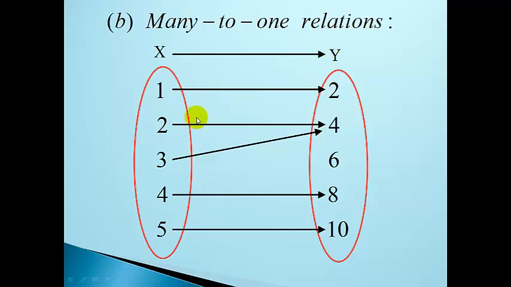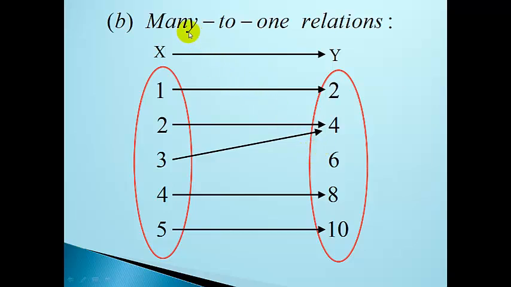From the relation, we can see that 1 is related to 2, 2 is related to 4, and 3 is also related to 4. That is, 2 and 3 are all related to the element 4 in Y. 4 is related to 8, and 5 is related to 10. We say this relation is many-to-one relation because at least 2 elements in X are related to the same element in Y.